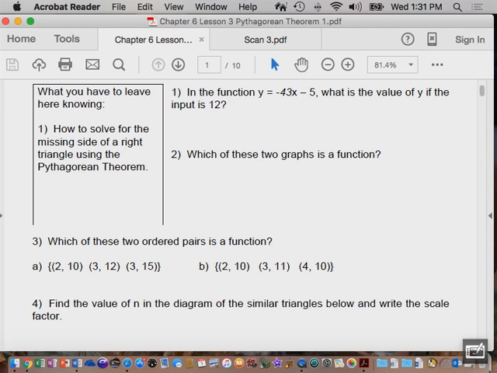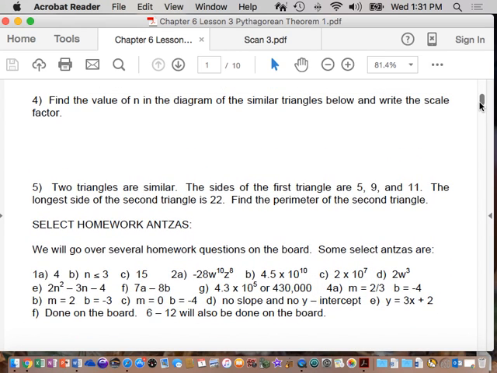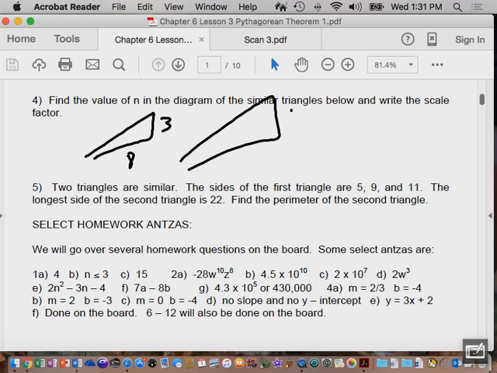Next one, find the value of n in the similar triangles below. And now I have to copy the diagram from your page. 3 and 8. 3, 8. And then, let's say 9 and n. 9, n. As soon as you see this diagram, what do you start thinking to yourself? Little is to big. That's it, guys, sing it.